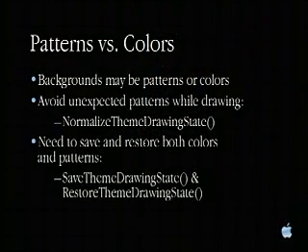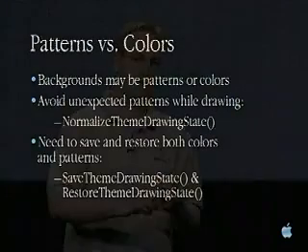So in order to make sure that you don't have unwanted patterns associated with the current port, you can call NormalizeThemeDrawingState. Now this API was introduced in, I believe, the Mac OS 8.5 timeframe, and it was designed to just do a quick wipe of the current port settings such that it's in a very predictable, clean drawing state. It will make sure to eliminate any pattern that's in the port. It will set the foreground color to black, the background color to white, and tweak a few other things to make it more predictable.